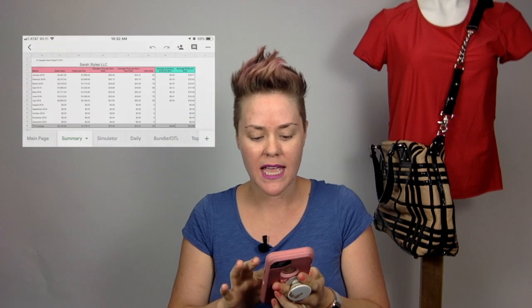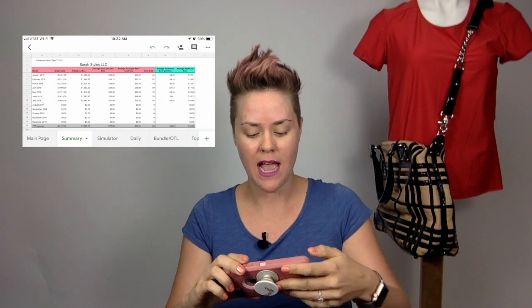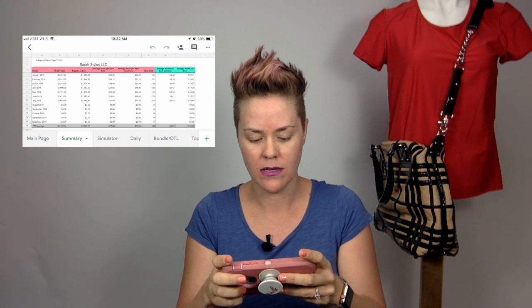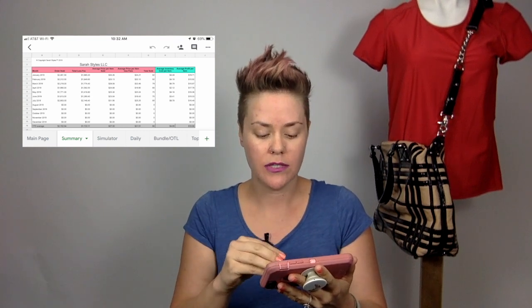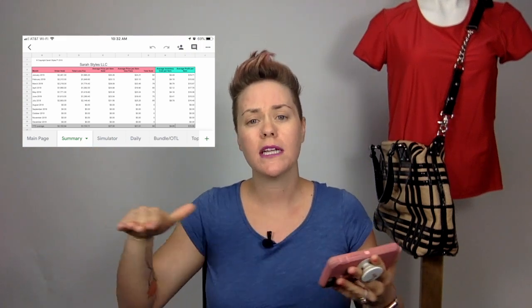So I'm on my phone looking at my analytical dashboard. The first thing I have up is you want to figure out where you are. So you want to look at your sales per month, and you want to take out some of the noise. You're going to have some items that sell high, some items that sell low. You want to take an average.